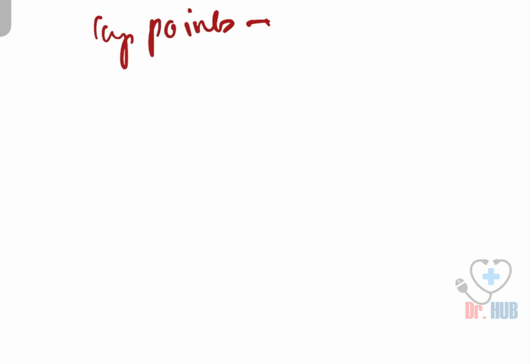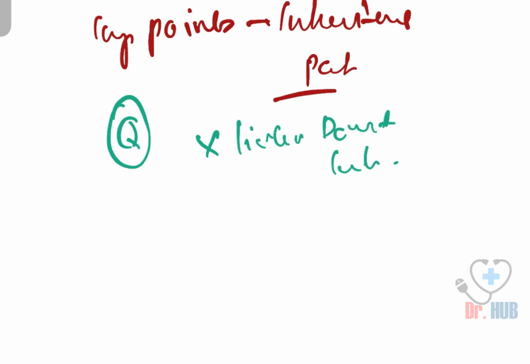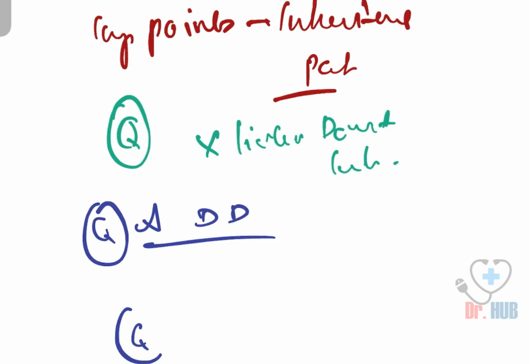Important points regarding the inheritance pattern. So the questions: explain the X-linked dominant inheritance. Next, explain the autosomal dominant disorders. Next, explain the inheritance in case of the autosomal recessive disorders. So in this video, we'll find the answers plus learn a lot more.